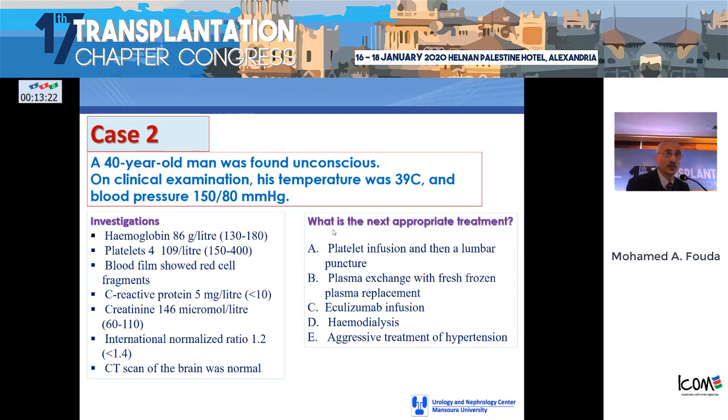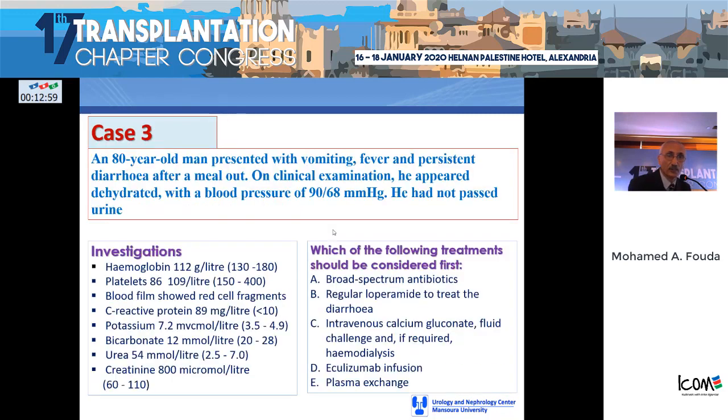The second case is a 40-year-old man who was found unconscious, feverish, with blood pressure 150/80. He has the same triad: anemia, thrombocytopenia, red cell fragments in blood film. C-reactive protein and iron are normal, creatinine is modestly elevated, and CT scan of the brain was normal. What is the next appropriate treatment? The answer is B, plasma exchange with fresh frozen plasma replacement.